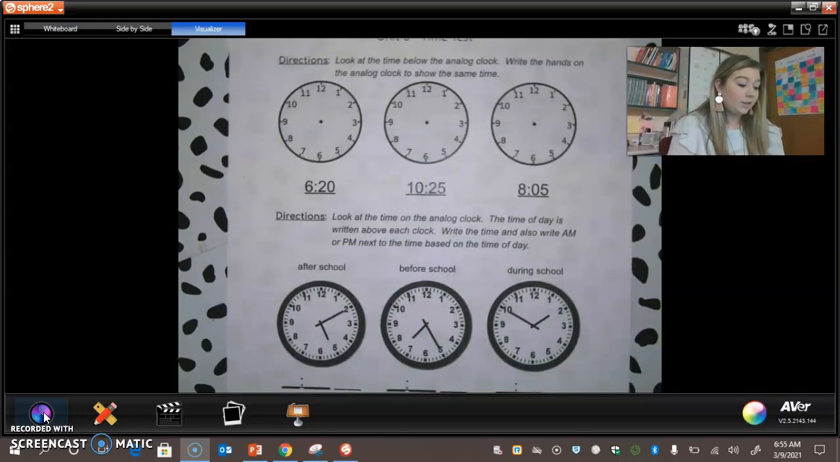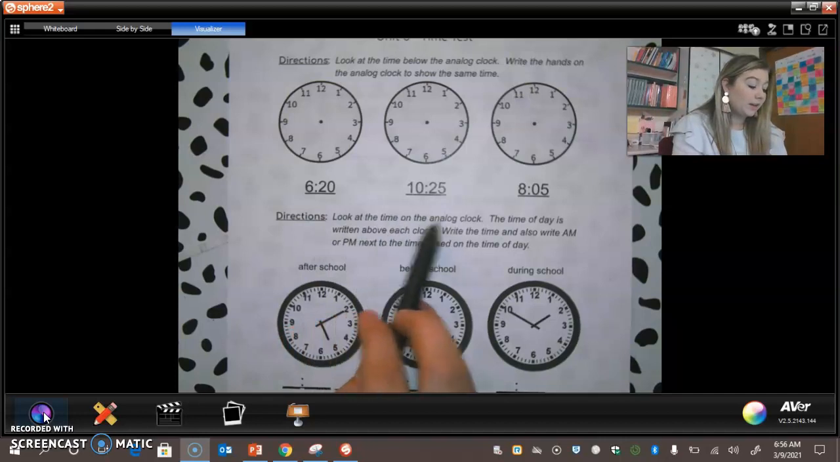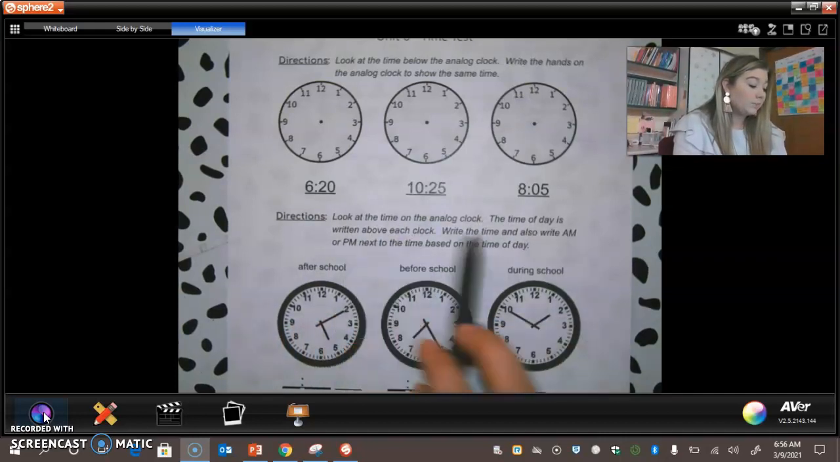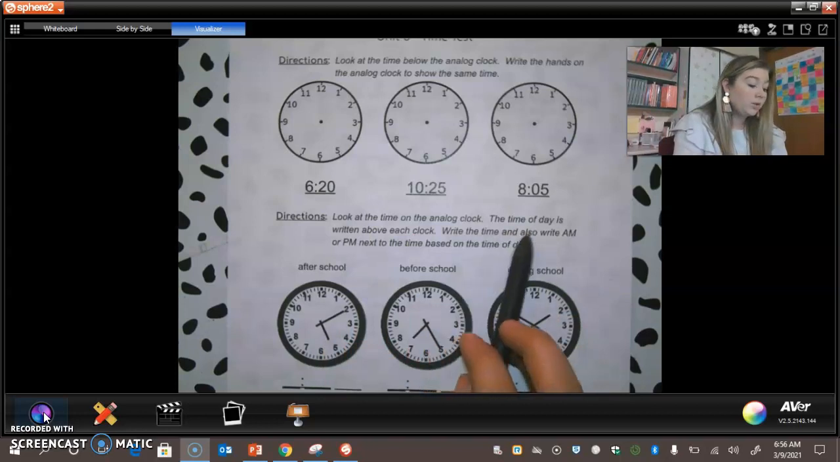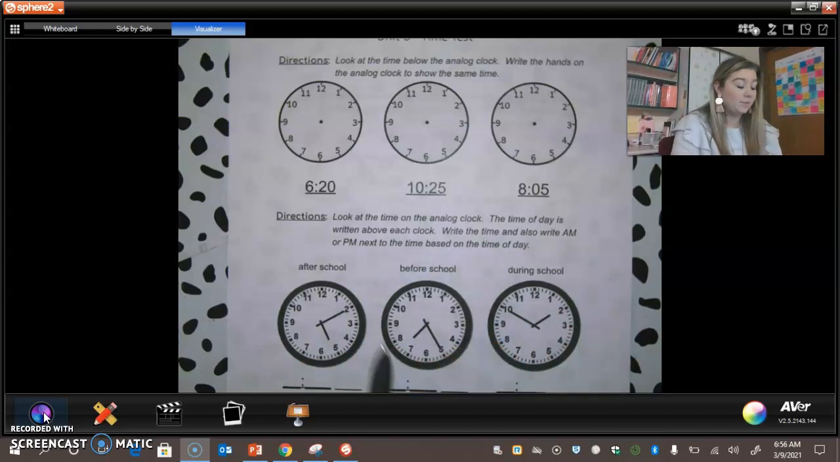Moving on to the next set of problems. Again, if you're not done with those three problems, make sure you pause this video and then go ahead and finish those. And then when you're ready, hit play. The directions say, look at the time on the analog clock. The time of day is written above each clock. Write the time and also write AM or PM next to the time based on the time of day.